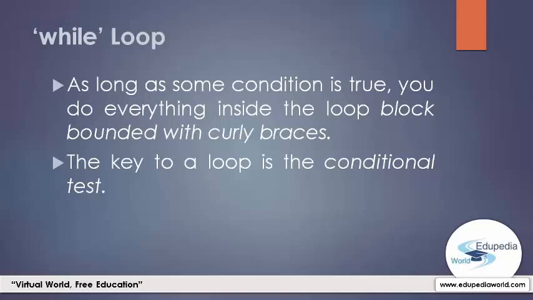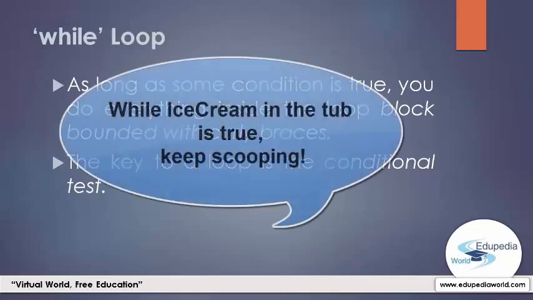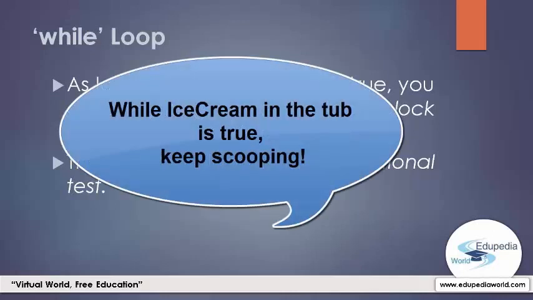The key to the loop is a conditional test. In Java, a conditional test is an expression that results in a Boolean value. In other words, something that is either true or false. Let me explain this in a colloquial form. If I say something like, while ice cream in the tub is true, keep scooping, then here you have a clear Boolean test. Either there is ice cream in the tub or there is not.